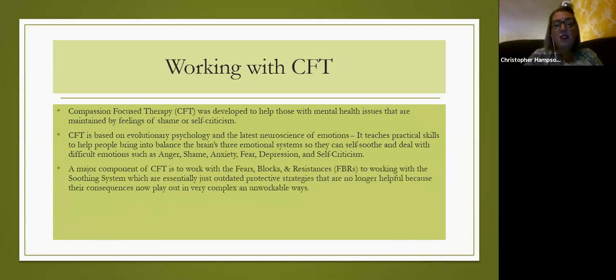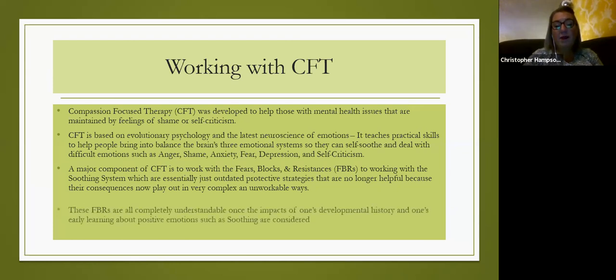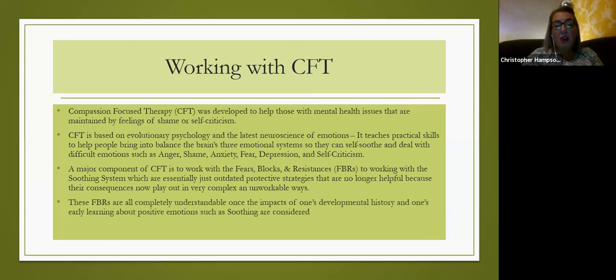A major component of CFT is to work with the fears, blocks, and resistances to working with the soothing system, which are essentially just outdated protective strategies that are no longer helpful because their consequences now play out in very complex and unworkable ways. The fears, blocks and resistances are all completely understandable once the impact of one's developmental history and one's early learning about positive emotions such as soothing is considered.